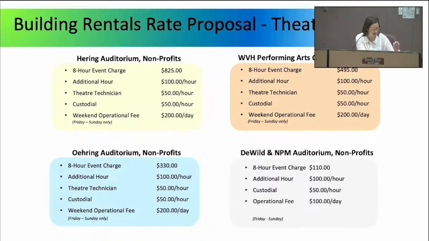I'm looking specifically at Herring, although they all look similar. So if I were to rent the facility for 12 hours before this, I would pay $825, and I would also pay for the theater technician and the custodial, that's how it is now. Correct. And so the change is that now for 4 of those hours, I'd have the extra $100, and then the additional $200. That's the only two new things. Okay, I understand.